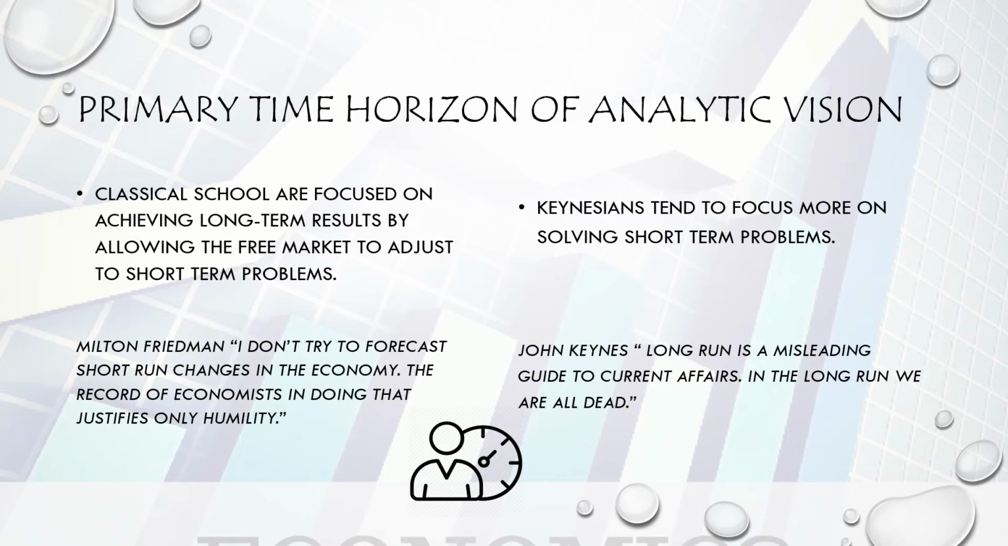However, the Keynesians are completely different. Keynesians tend to focus more on solving short-term problems. They believe that getting the government to address these issues immediately will enhance the long-term growth of the economy. Now, John Keynes justifies this belief by stating, "Long run is a misleading guide to current affairs. In the long run, we are all dead."